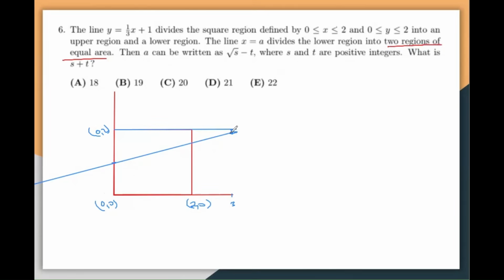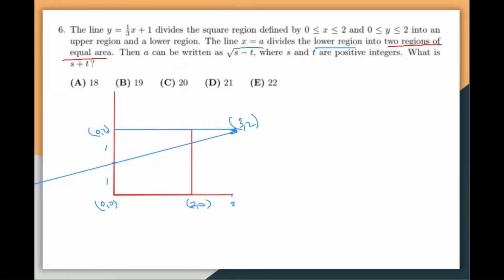Okay, so that's not really, but it's fine. Okay, and what else do we know? 1/3 x plus 1, so this is like 1, so that's 1 unit, that's 1 unit. And that's going to be 3, 2 as well. And the upper and lower region, this is the upper region, this is the lower region, and then x equals a divides the lower region into equal areas.